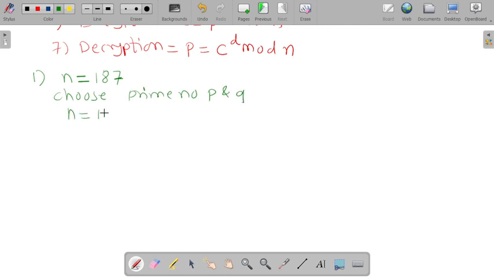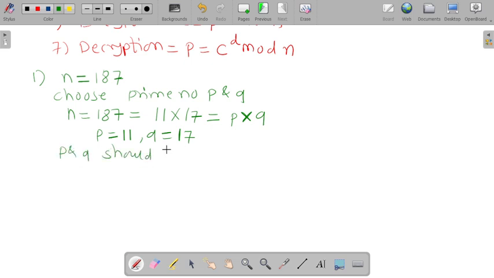So first of all, we will make the factors of this 187 and it should be two prime numbers. So we will take 11 into 17. Then we will get value of our P and Q. So our P will be 11 and our Q will be 17. So P and Q should be factors of 187, that is our value of N. So 11 and 17, these two values are factors of our 187.